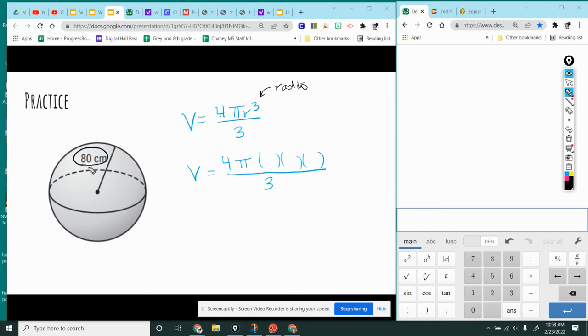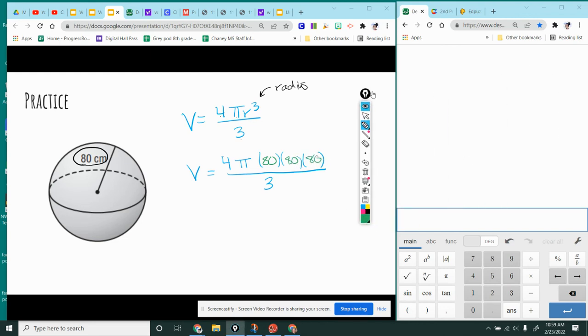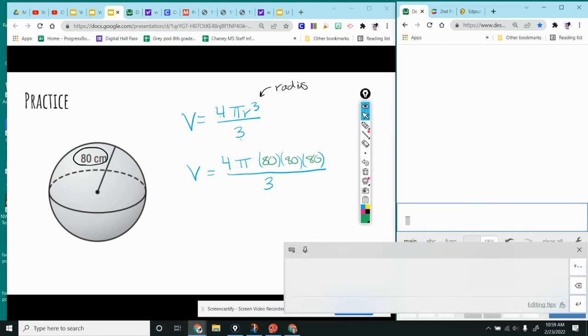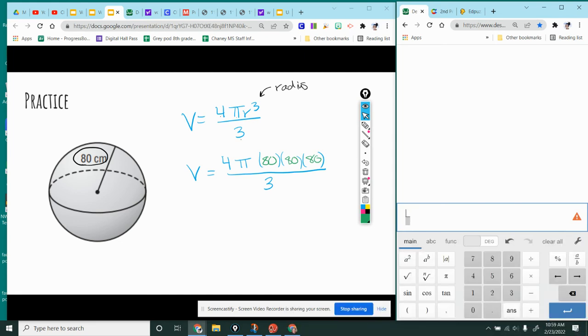My radius here is 80, and so I am going to put 80 to the third power, or 80 times 80 times 80. And because I'm using rather large numbers, as soon as I can actually write it out like that, I might simplify it out. I might choose to simplify 80 times 80 times 80 times 4 and divide it by 3. I could use 80 to the third power, of course, divided by 3 is going to give me this value.